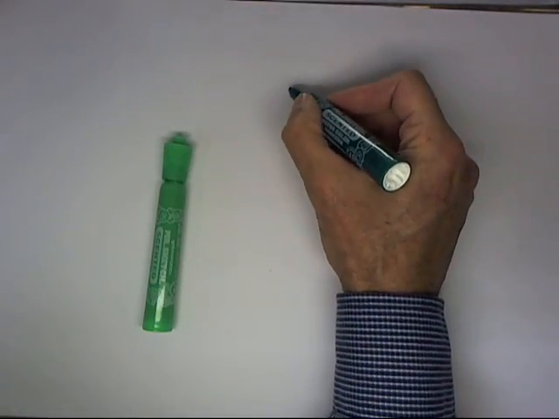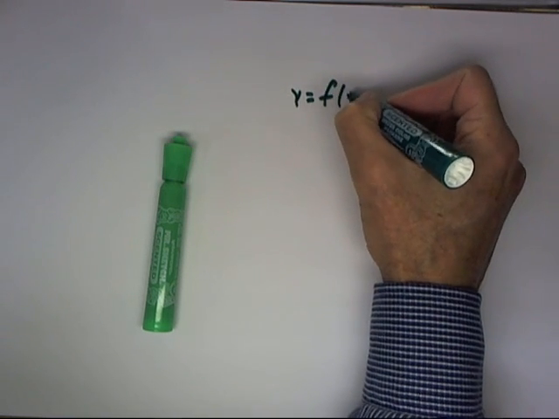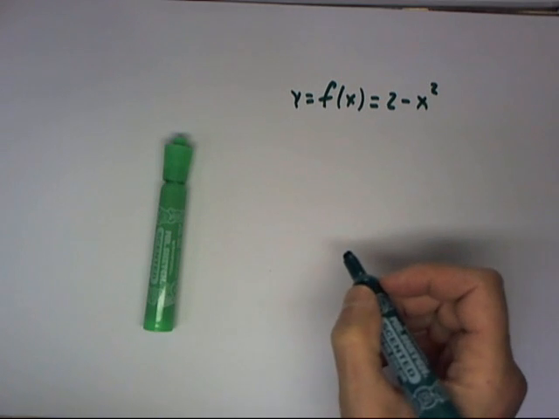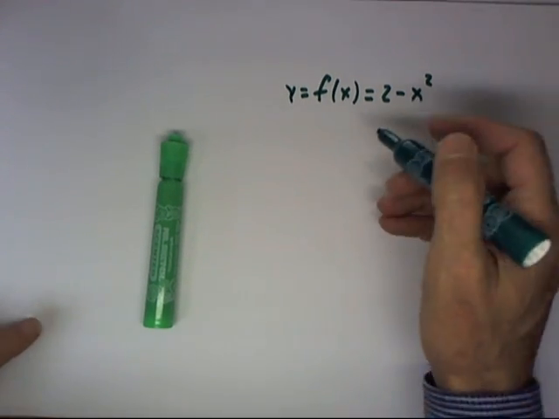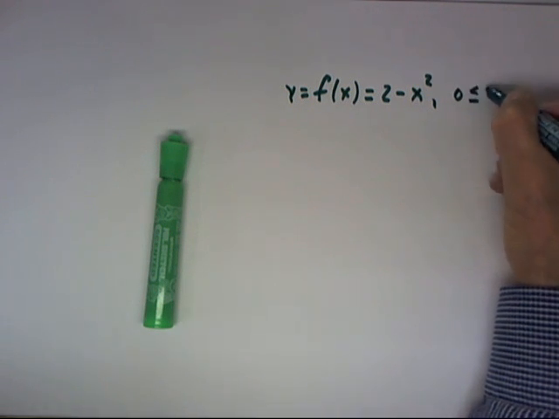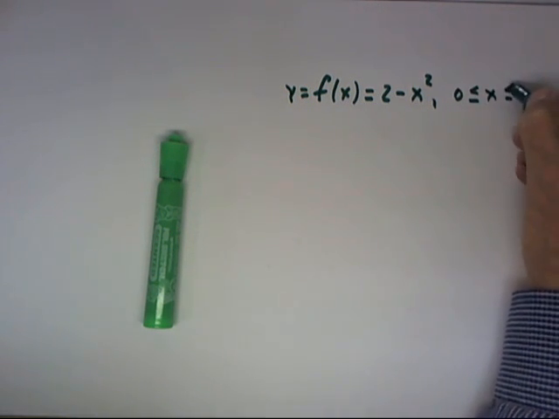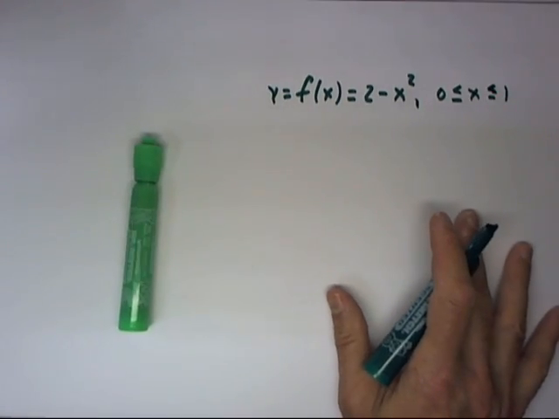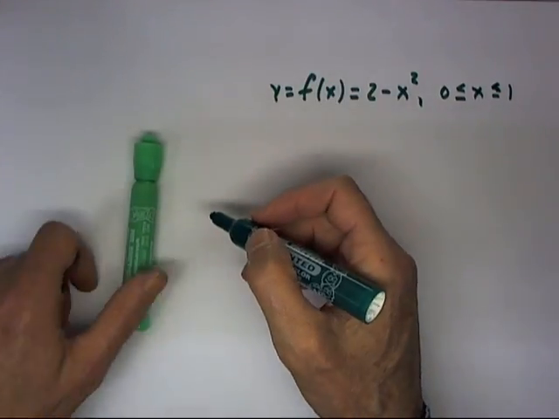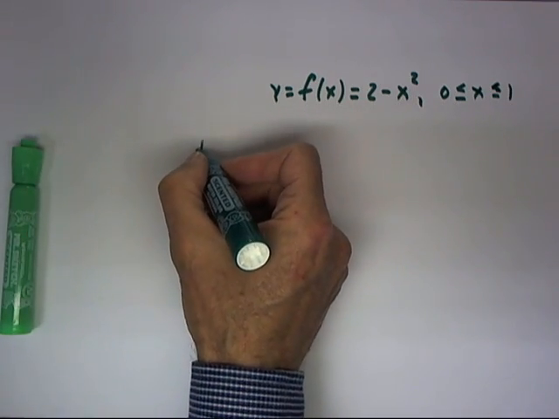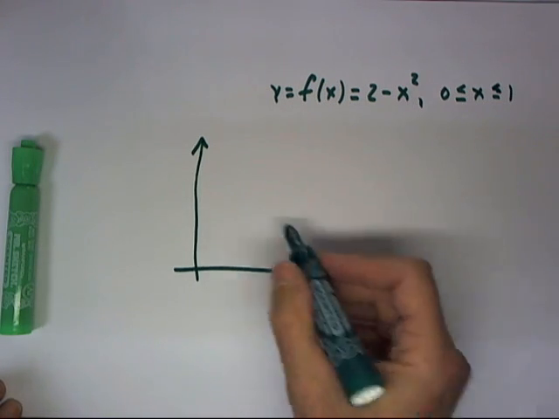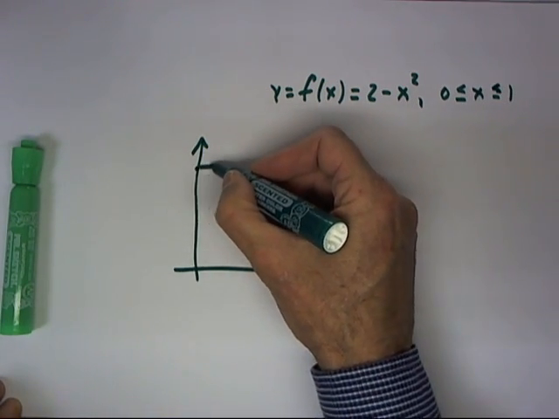Let's consider the function y equals f of x equals 2 minus x squared. And let's assume this function is defined on the interval 0 less than or equal to x less than or equal to 1. We want to find the integral of this function on that region, and we want to represent that graphically. So our function is fairly easy to graph.